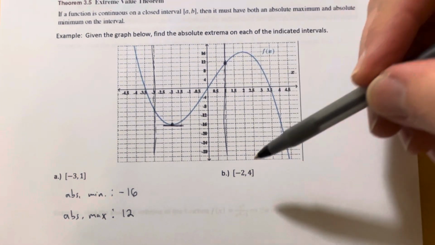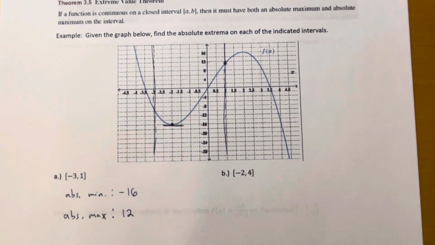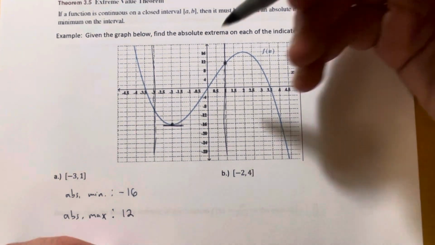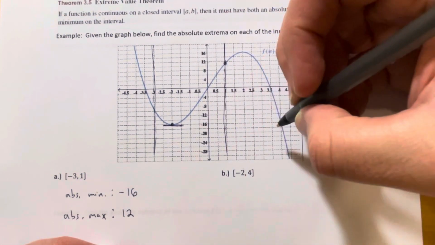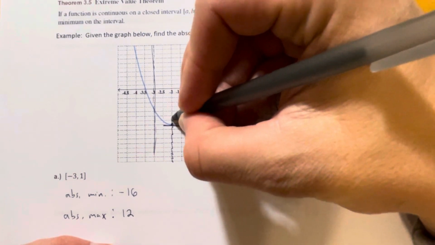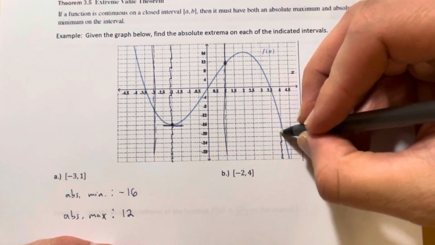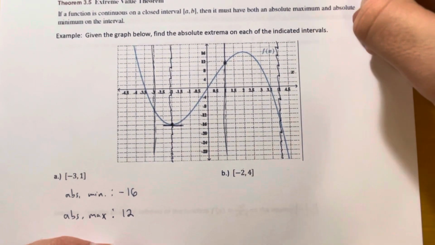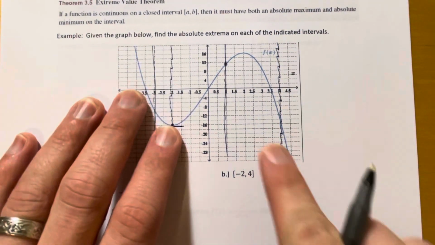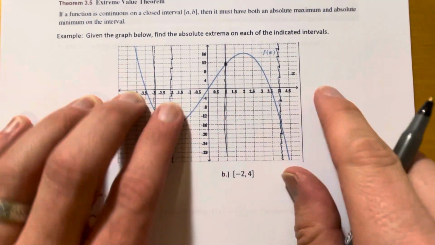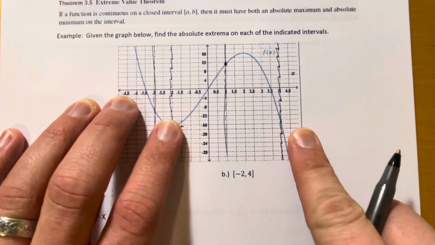So let's try this example and keep that in mind now that we've kind of identified that. -2 to 4. So now -2 is here, 4 is here. So I'm looking in this window. You can try to ignore this line right here, but I'm looking in this interval here.